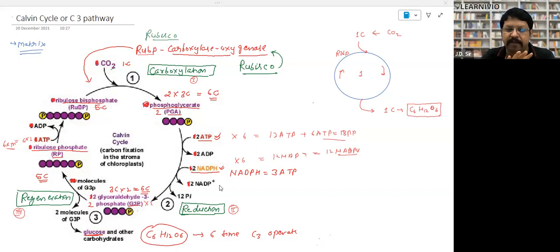We have done the Calvin cycle, that I know. I have explained the concept, that I know. But did I dictate this one or not? Tell me. Right. Yes, even I was in the mind that I haven't dictated it, I have explained it, right?